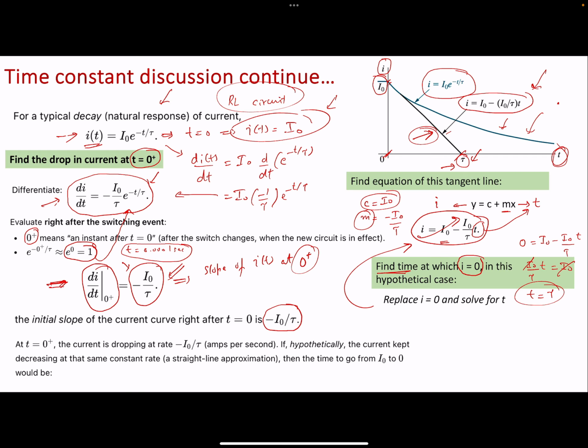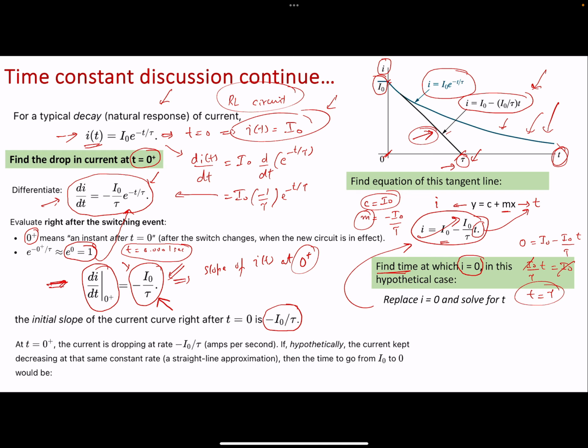The dark bluish curve in this plot represents the real thing. Your real current decays exponentially with e raised to the power minus t over tau and the initial current I naught. The black curve represents a hypothetical scenario where the current does not decay by an exponential factor, but continues to decrease by the slope amount, minus I naught over tau, right?